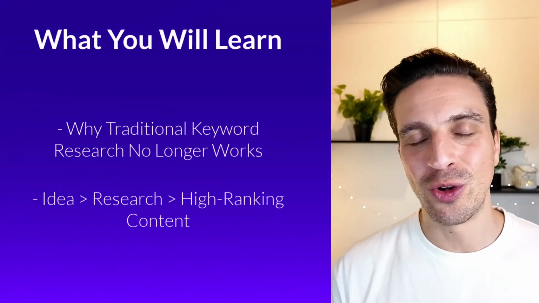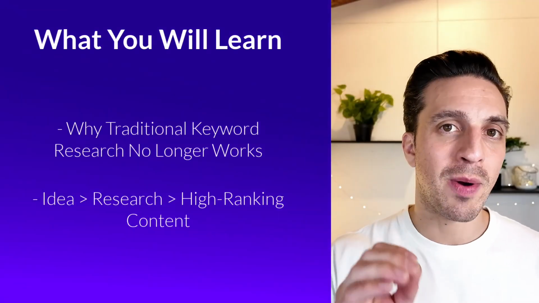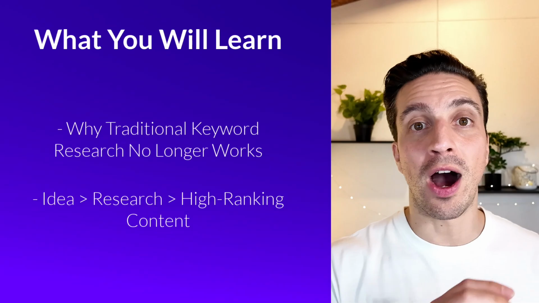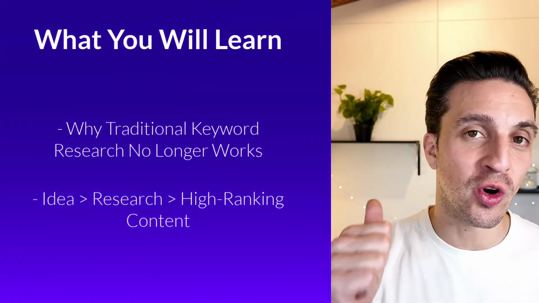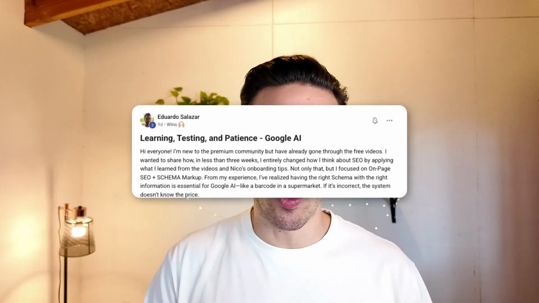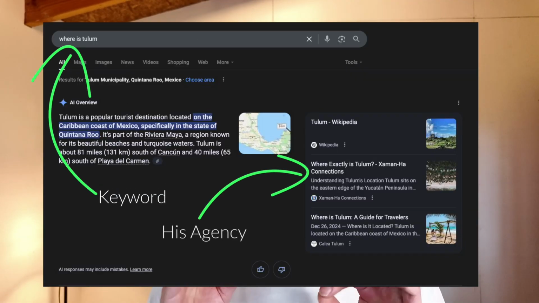In this video, you're going to learn why traditional keyword research is no longer working that well, and also a step-by-step guide of the exact process we're using with this tool to go from idea to high quality research to high quality content. See, when Eduardo joined our community, he followed this exact process, and within 1 month, his travel agency was ranking for a very important keyword for him, which is where is Tulum, and also it showed up in the AI overviews. So he's future-proofing his business for the new AI search era, at least for now.